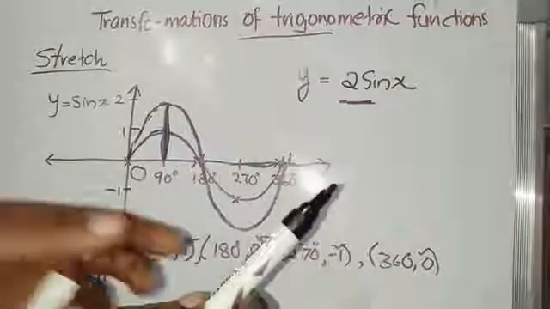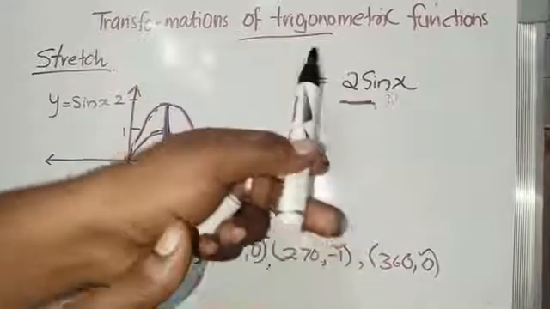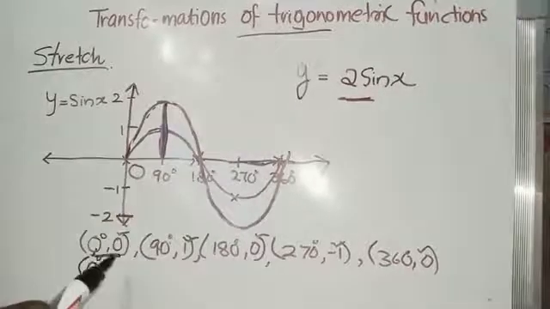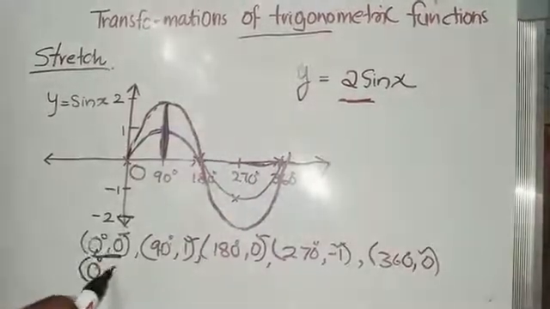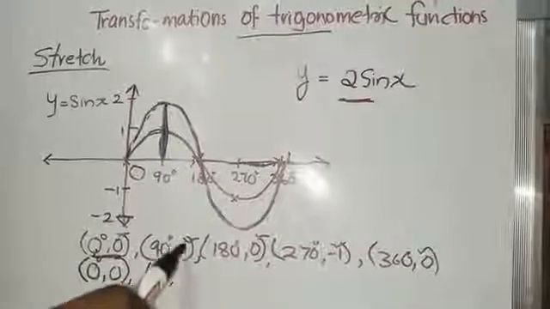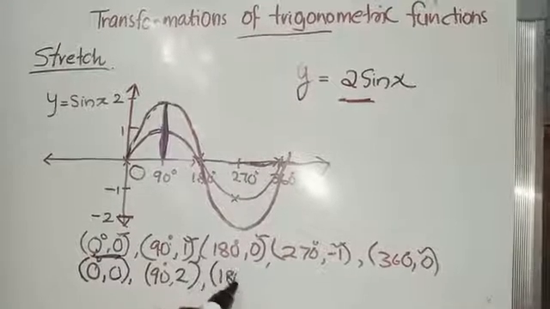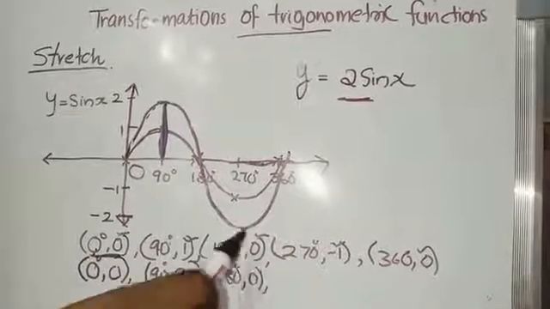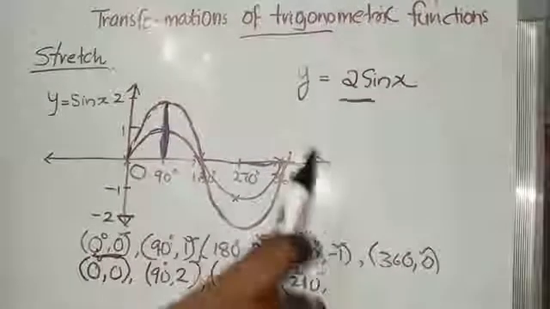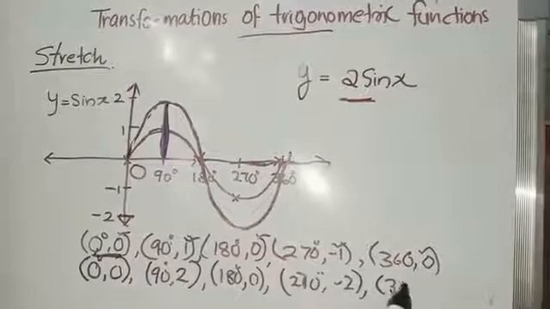And for vertical, what happens? We are multiplying 2 times sine. So multiply the second term with 2. The second term 0 multiplied by 2 is again 0. 90 degree changes to 1 times 2 is 2. 180, 0 remains 0. 270, minus 1 multiplied by 2 is minus 2, and 360, 0.